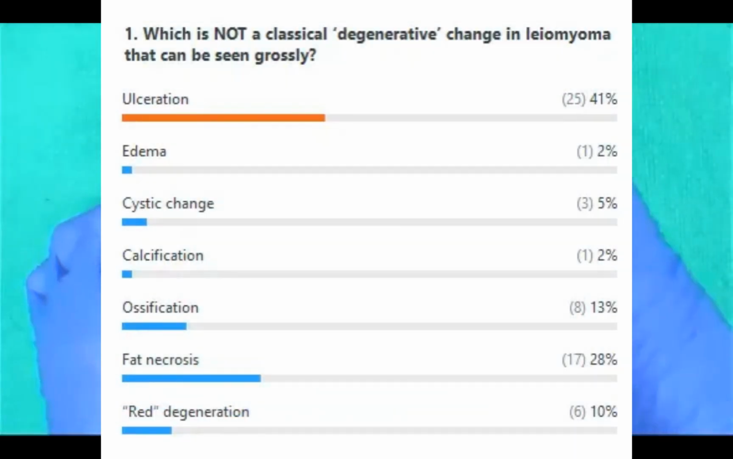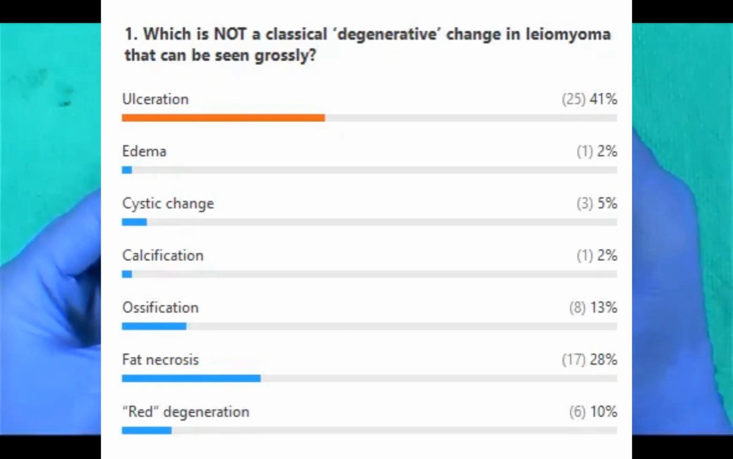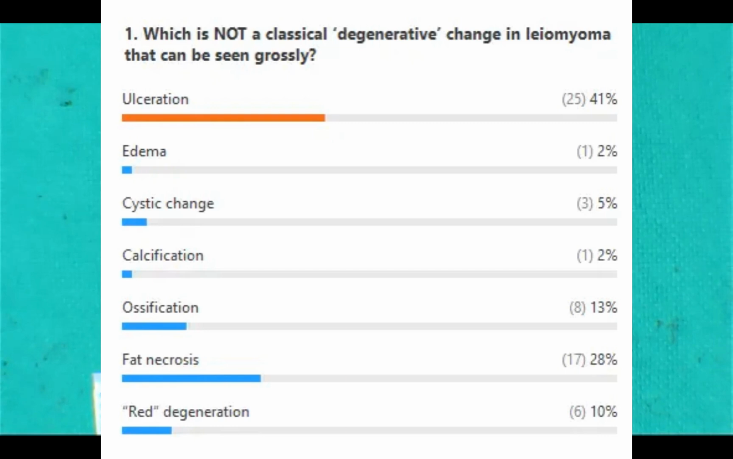Leiomyoma is probably one of the more common specimens that you'll see in a surg path lab. Leiomyomas can come in many different shapes and forms, so it's a good idea to be comfortable with which ones are within the realm of quote unquote degenerative change, i.e. non-neoplastic change. So all the other ones, edema, cystic change, calcifications, ossification, fat necrosis, and red degeneration. These are all degenerative changes that can be seen in the leiomyoma.